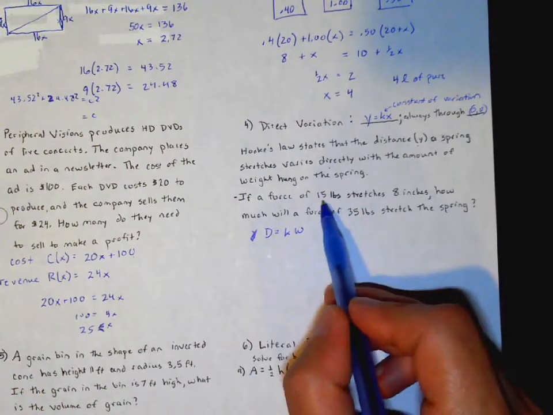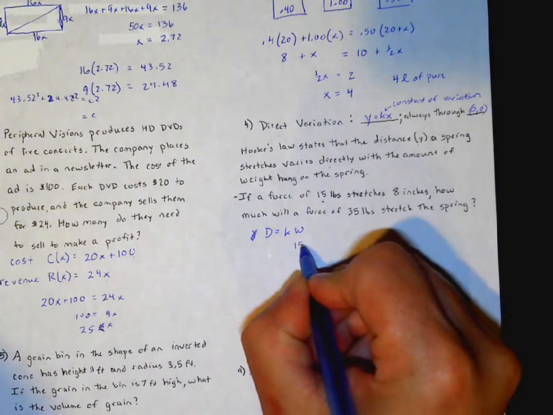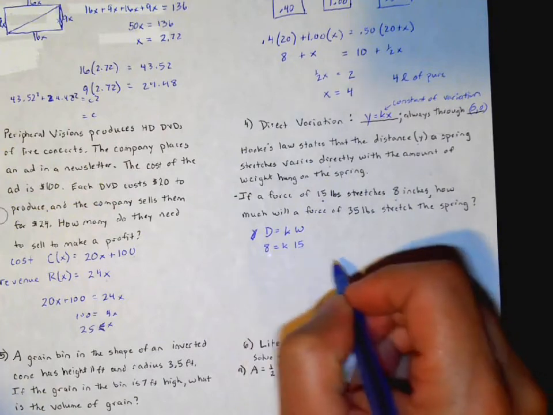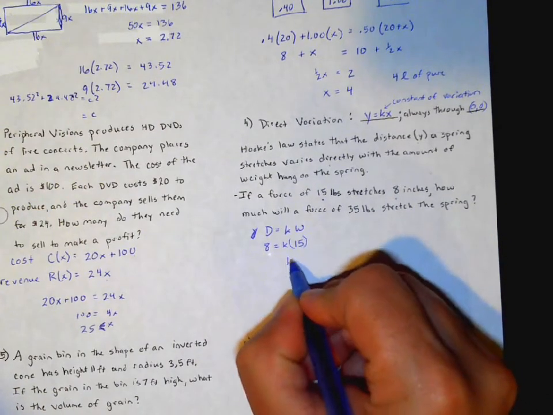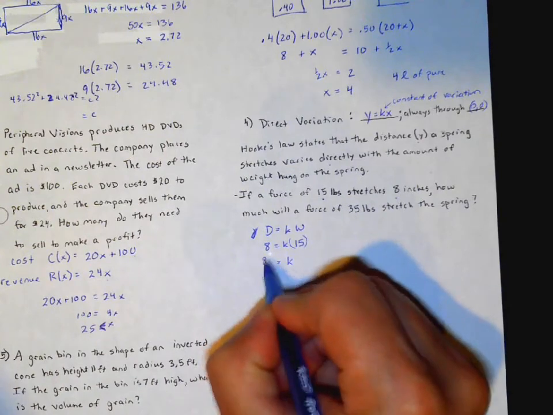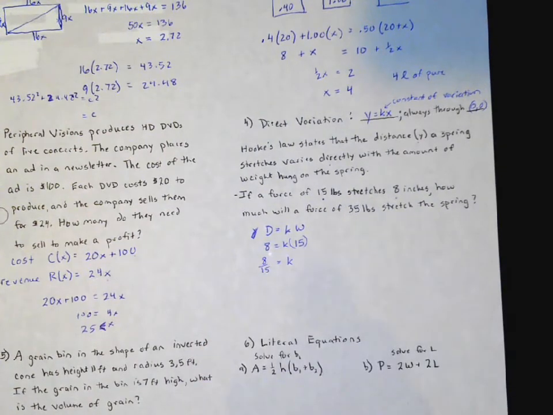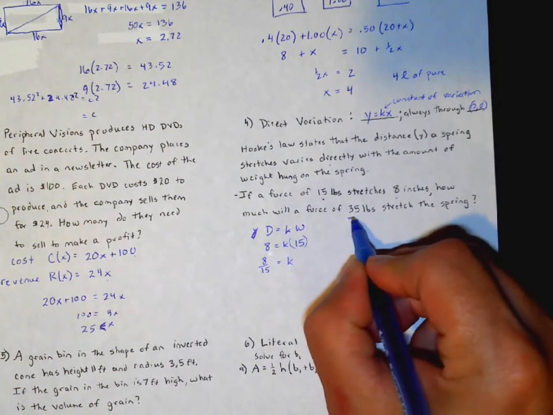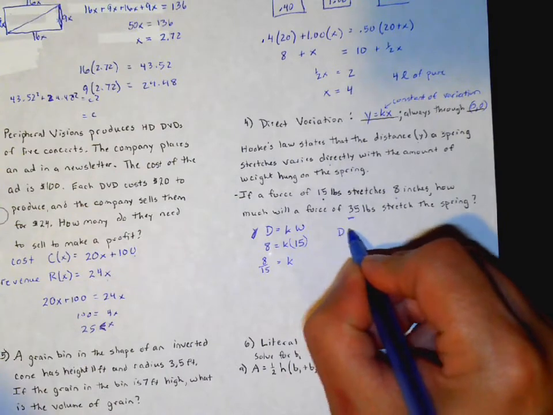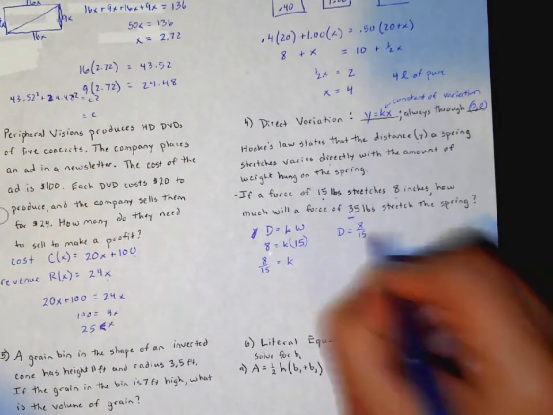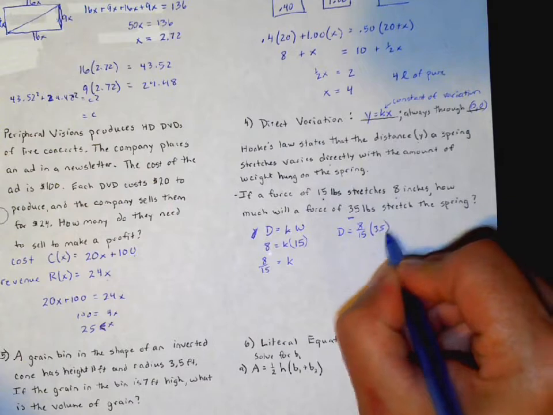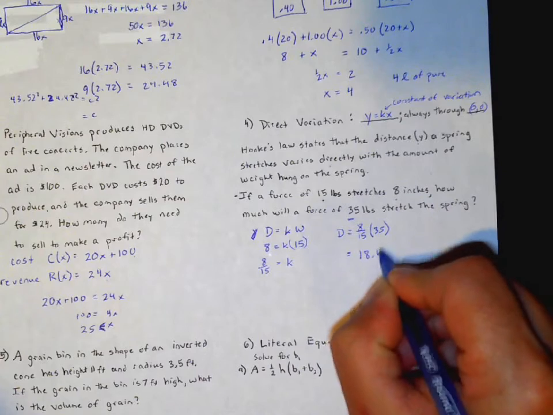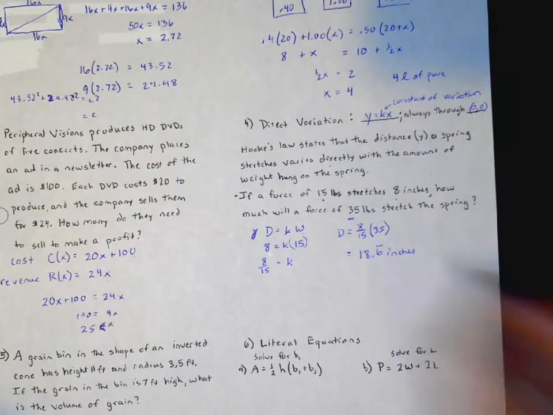Okay, so if I know that I have 15 pounds, that's my weight, it stretches 8 inches, that's my distance. Okay, I have this equation here. And if I solve for k, I divide by that 15. I have 8 over 15 as my constant of variation. Okay, now I can use that to solve this next part. What if I put more weight on? 35 pounds. My distance will be that same coefficient times 35 for my weight. That gives me a distance of 18.6 repeating inches that it'll stretch.